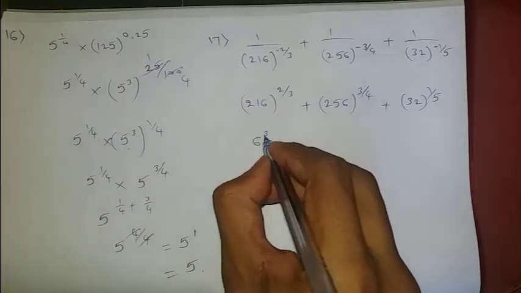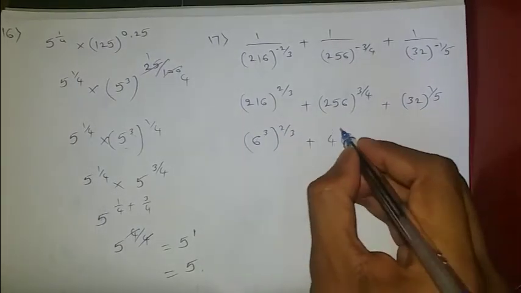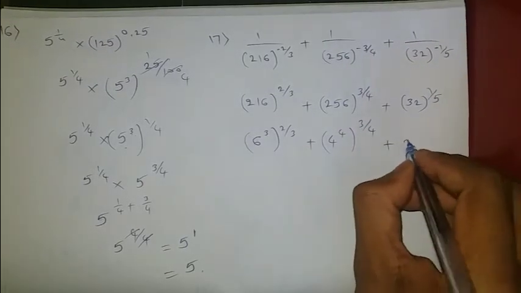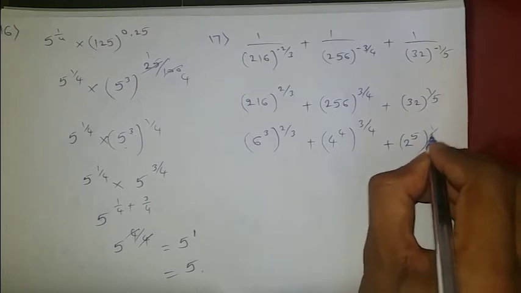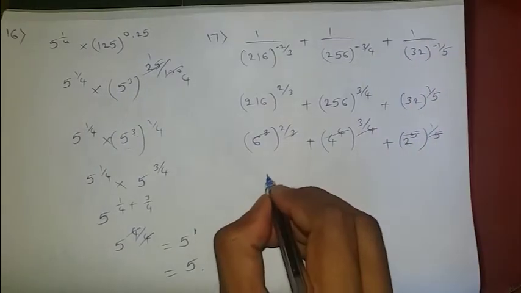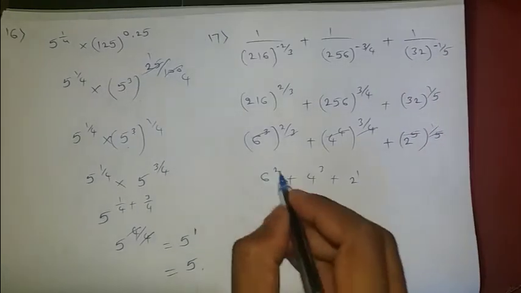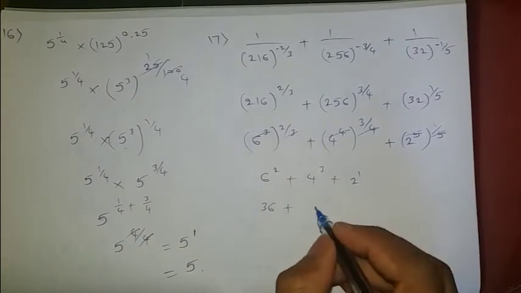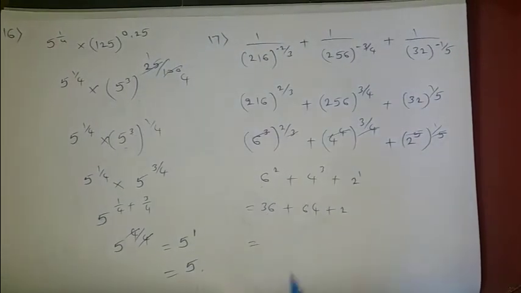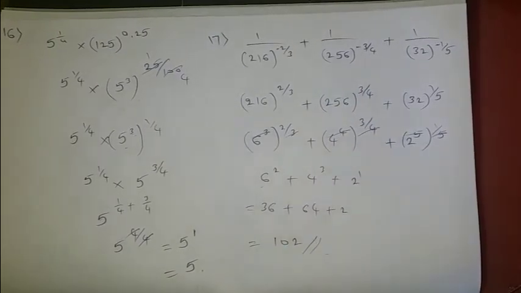216 can be written as 6 cube power 2 by 3, plus 256 can be written as 4 power 4 whole power 3 by 4, plus 32 can be written as 2 power 5 whole power 1 by 5. 3 cancel, 4 cancel, 5 cancel. So we remain with 6 square plus 4 cube plus 2 power 1. 6 square is 36, plus 4 cube is 4 sixteens are 64, 64, plus 2 power 1 is 2. 36 plus 64 is 100, plus 2 is 102.